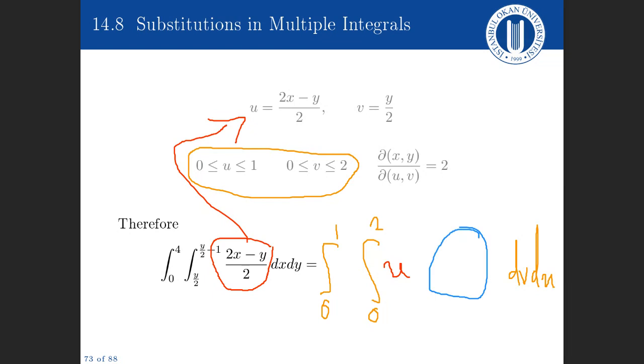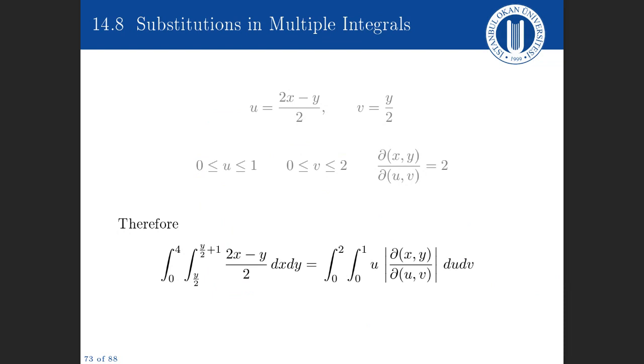And we also need to put in the Jacobian. The Jacobian we found is just 2. So we're putting in the absolute value of 2. So all we're doing here is integral from 0 to 2, integral from 0 to 1, 2u du dv. And that's easy, right? We've changed our difficult integral into an easy integral.